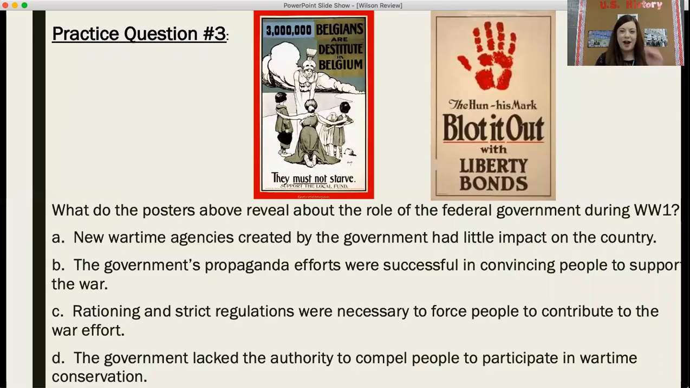Let's pause here and do practice question number 3. Y'all, on this test, you're going to have a lot of propaganda, a lot of posters that you're going to have to read. Let's practice doing that for this question.